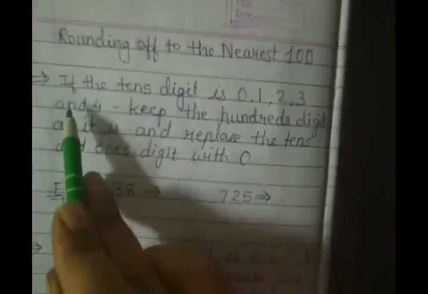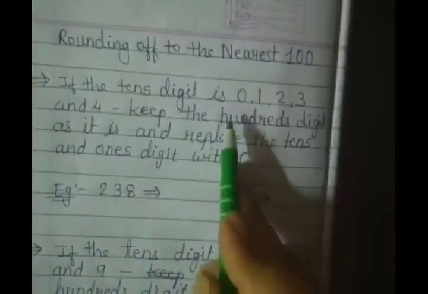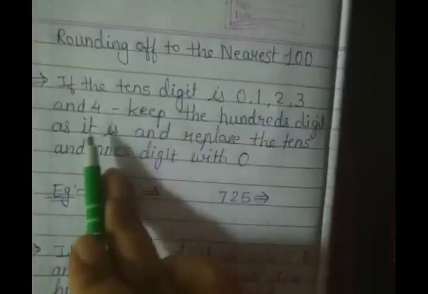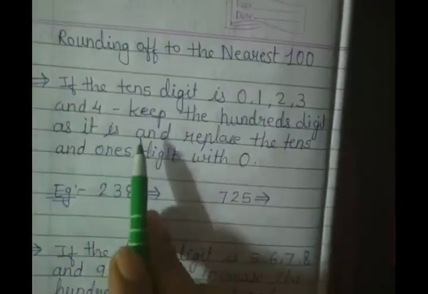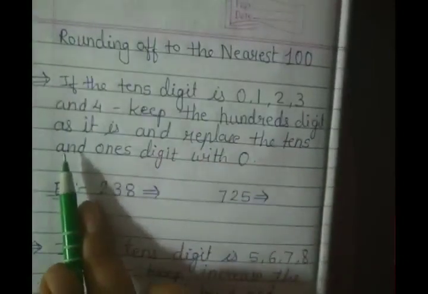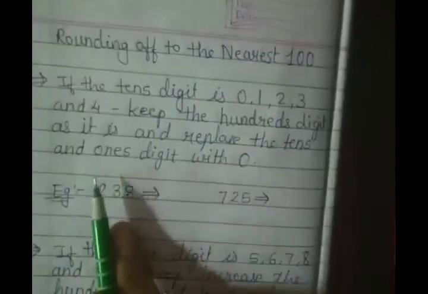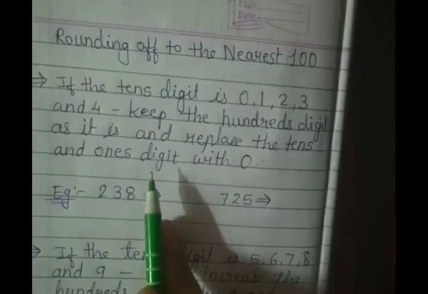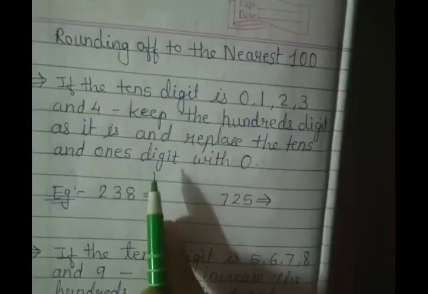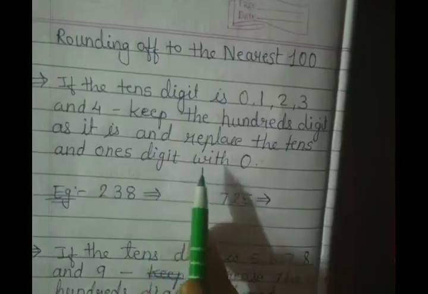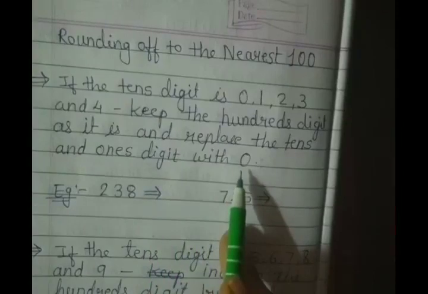Now see here, if the tens digit is 0, 1, 2, 3 and 4, keep the hundreds digit as it is and replace tens as well as ones. Here both the digits, that is tens digit and the ones digit, we will replace them with 0.